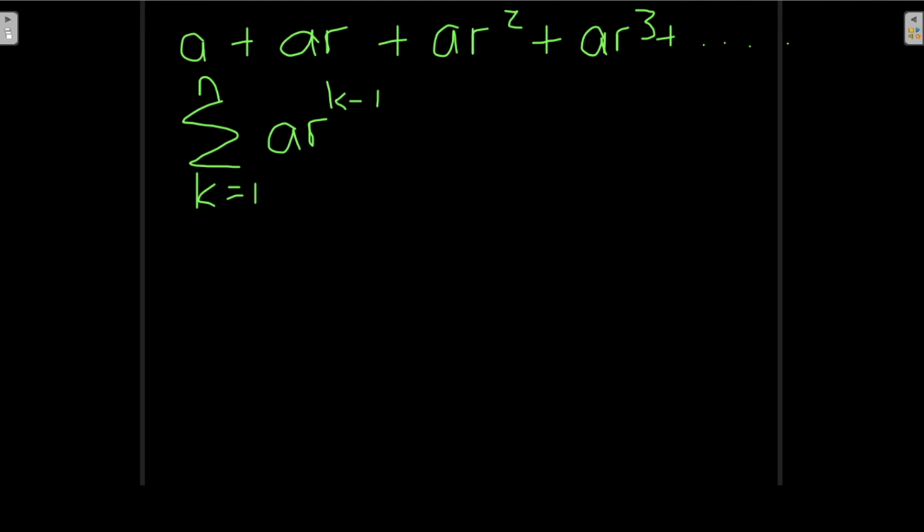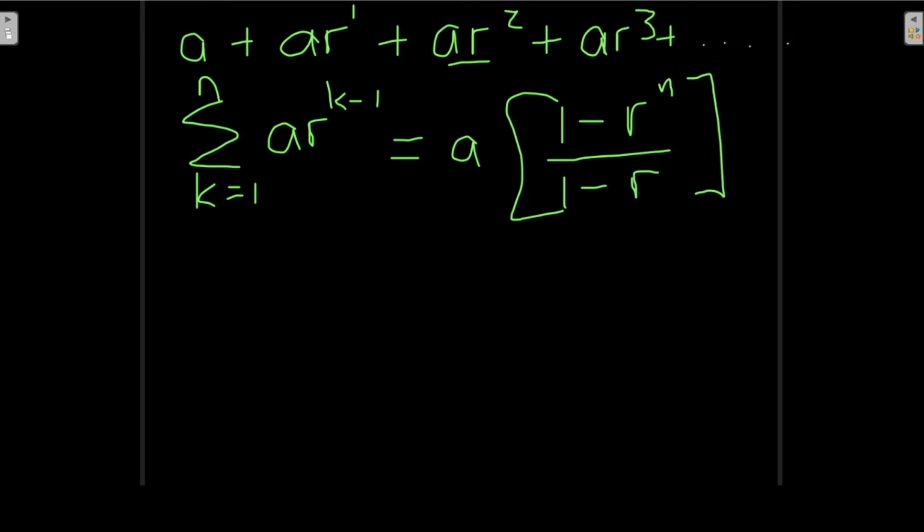For example, if k is 1, then my first term will be AR to the k minus 1, so AR to the 0, which is just A. My second term, where k is 2, will be AR to the 2 minus 1, so AR to the power 1. My third term, where k is 3, will be AR to the power 3 minus 1, or just AR squared, which is my third term. Now, the sum of the first n terms in a geometric series is given as A times (1 minus R to the n) over (1 minus R).